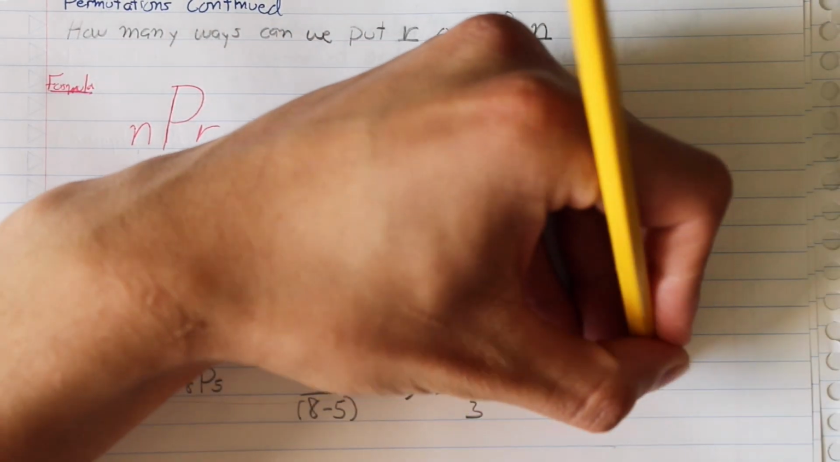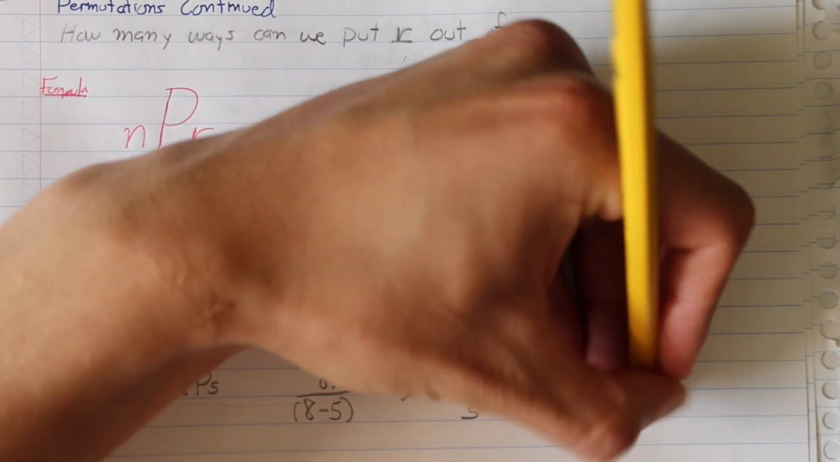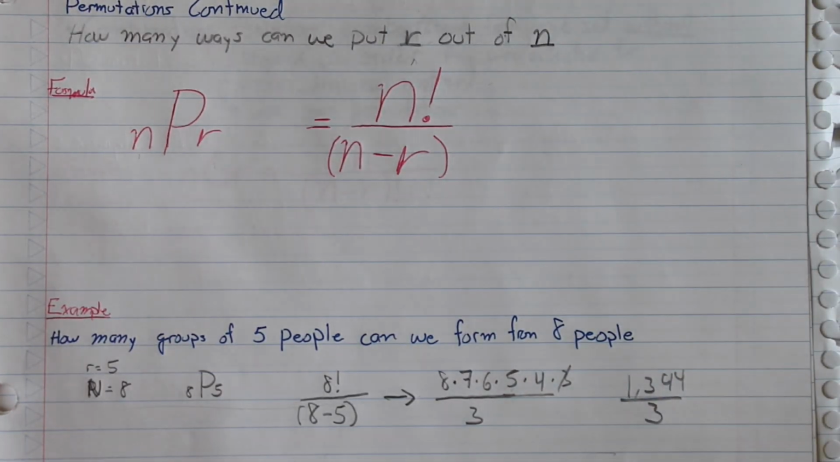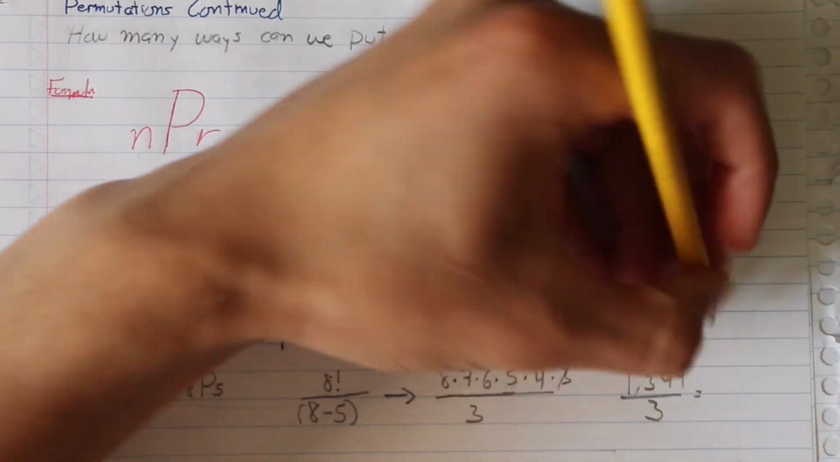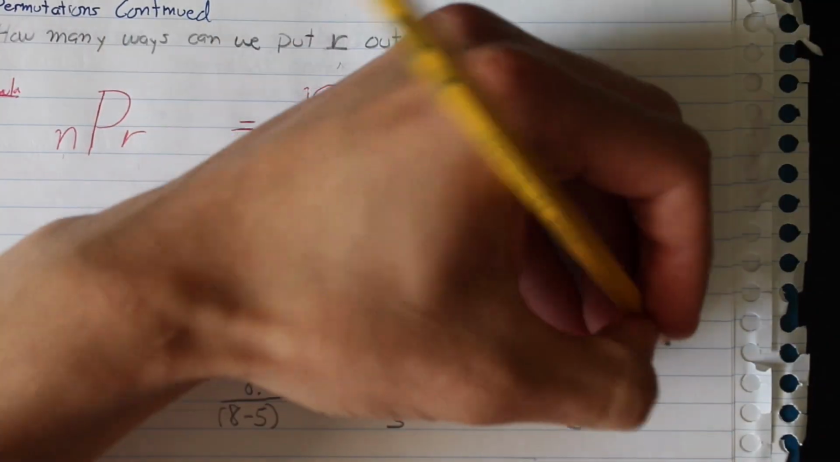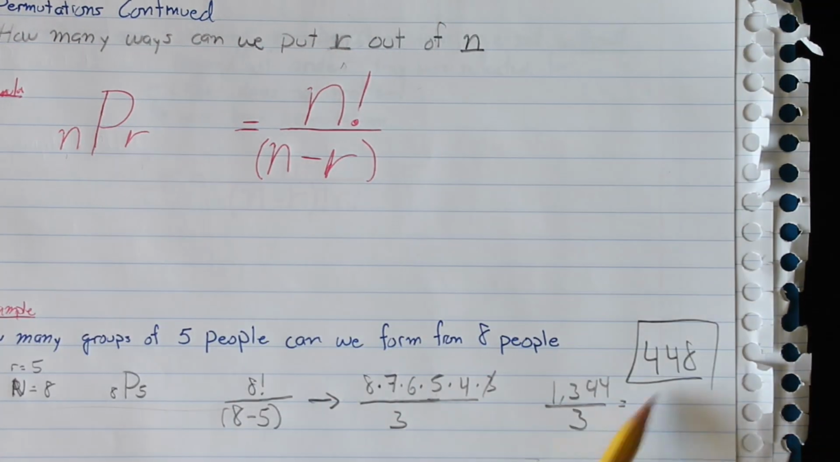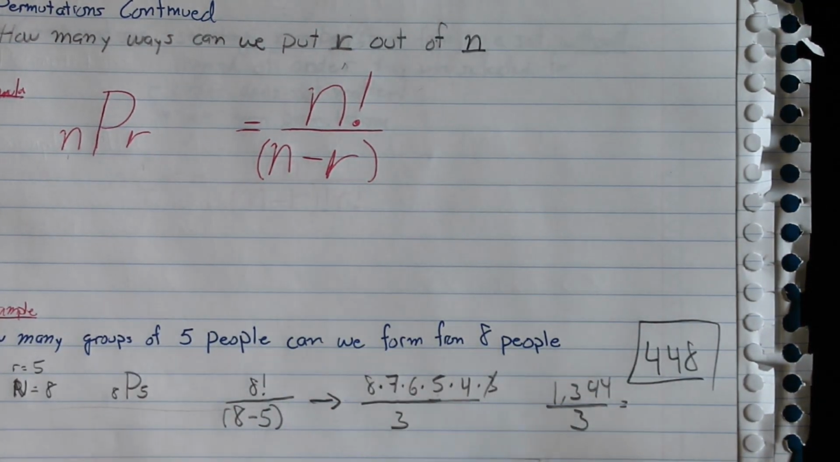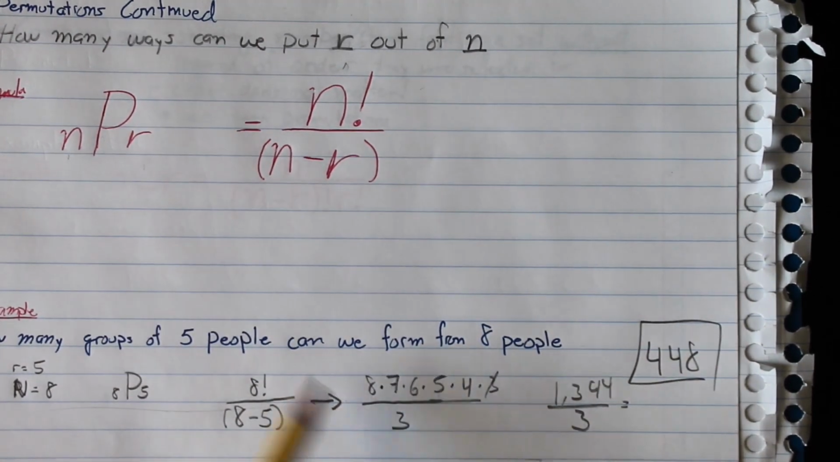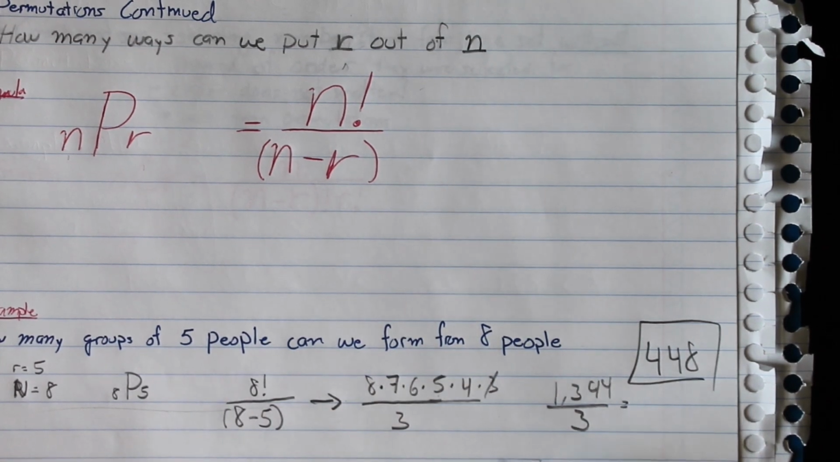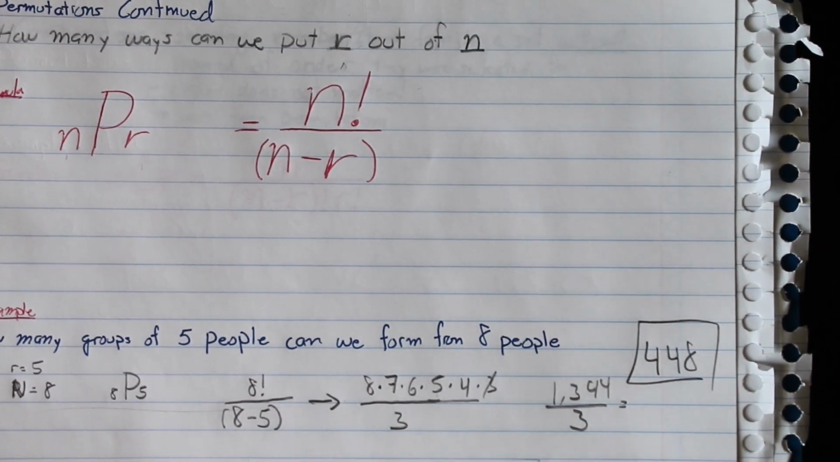Okay, and that gets us 1,344, and we're going to divide that by 3. And that equals, I hope you can see that on the camera, 408. That is the number of ways we can form groups of 5 people from the original 8 people, how many ways we can arrange them in that order. As you can see, it's quite a large number. If this was a combination, it would be a much smaller number than that.